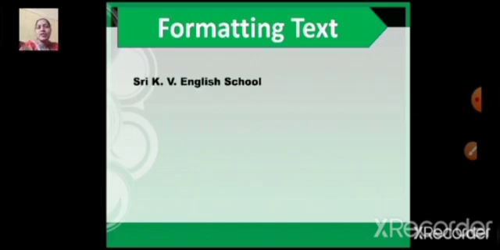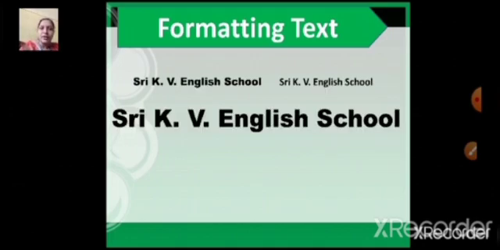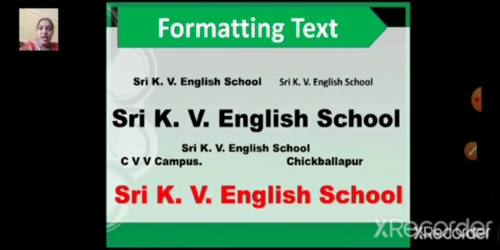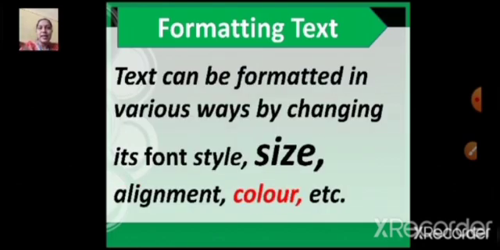In formatting text, in the last video itself we came to know about different fonts we can use, and we can make the alignment. We can bring the text to the left side, right side or center, and we can change the color of the font. We learned about these things in our previous class. Today also we are going to learn more about those things. Text can be formatted in various ways by changing its font style, size, alignment, color.